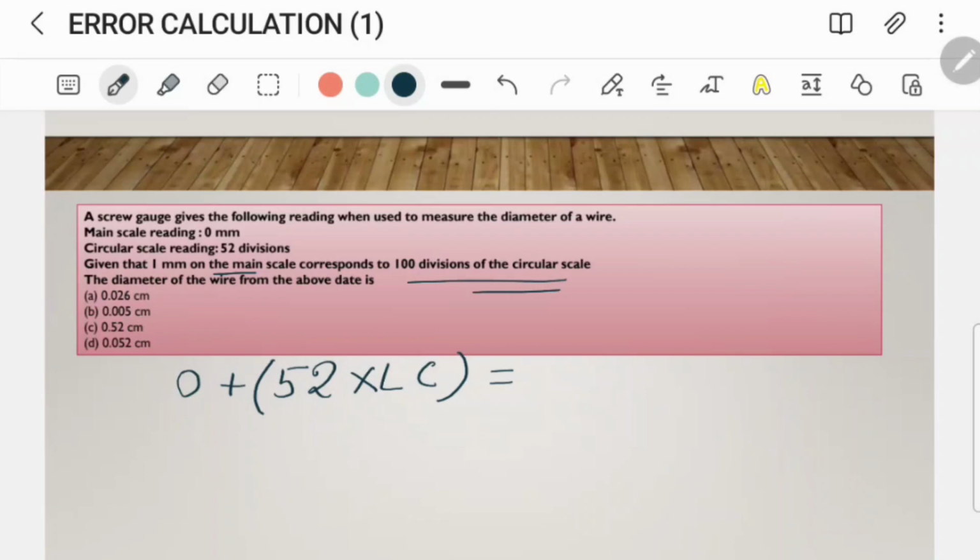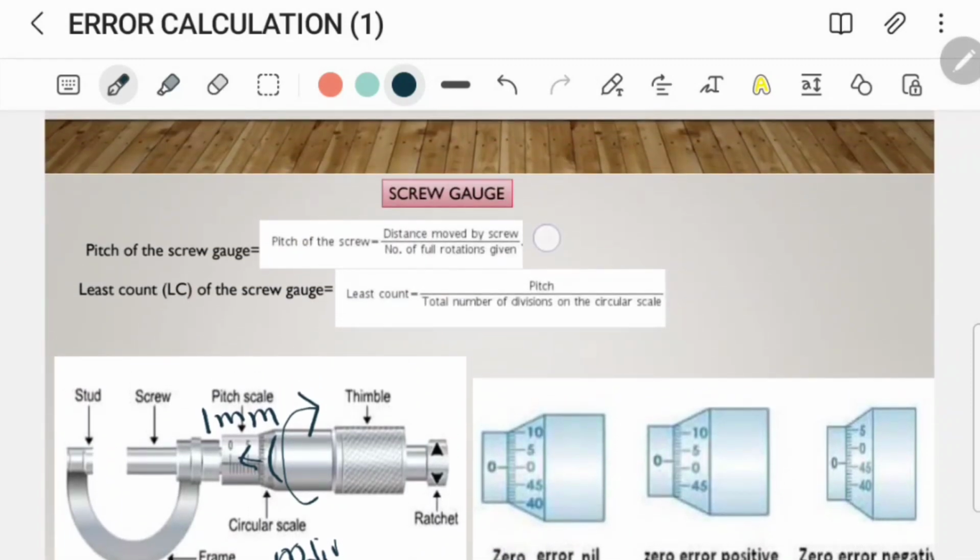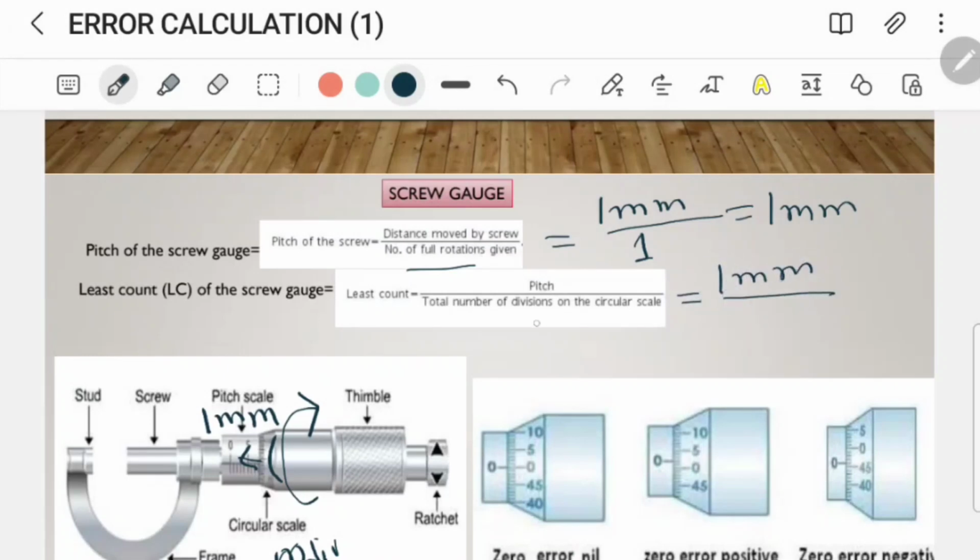That means this circular scale has a total of 100 divisions, and if we rotate this scale once, then it advances in this direction by 1 millimeter. So the distance moved is 1 millimeter, corresponding to one rotation. So our pitch is 1 millimeter, and the least count is the pitch divided by the total number of divisions on the circular scale, which is 100.